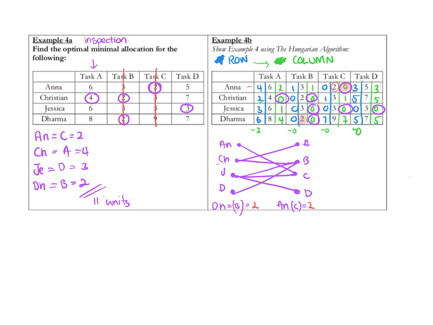And then who else are we going to allocate? We've done job B, so all of that's out, and we've done job C. So we've got D, which looks like only Jessica. Jessica will do D, which took her 3. And then we've got left Christian, and he's going to do task A for 4. Okay, and then if you add all them up, we're going to get 11 again. 11 units. So you can see how we got the same answer.